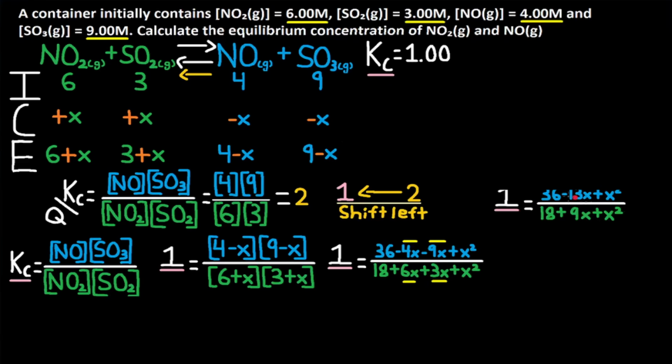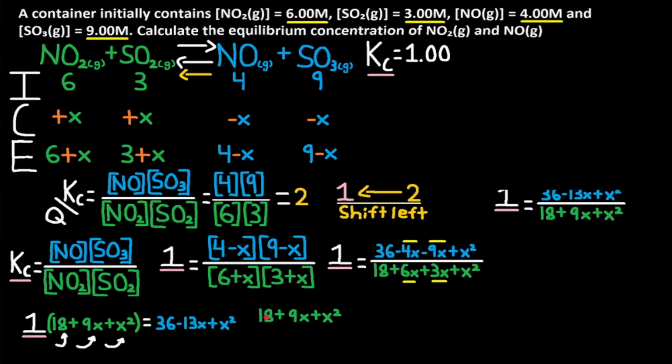To isolate x, we're going to want to move this diagonally up, and when we move that diagonally up, what we get is 1 multiplied by 18 plus 9x plus x squared is equal to 36 minus 13x plus x squared. 1 will FOIL out to all of this, but that won't do anything, so we're just left with 18 plus 9x plus x squared is equal to 36 minus 13x plus x squared.